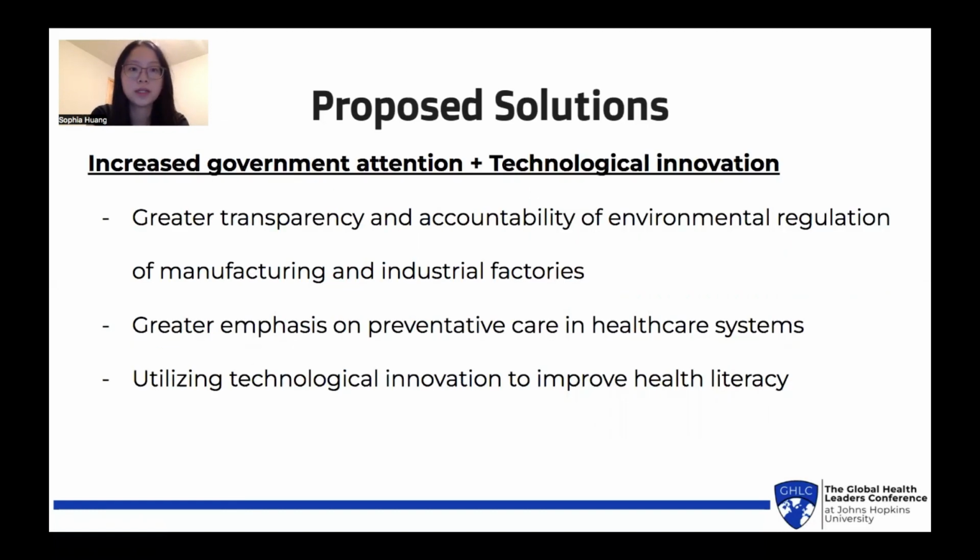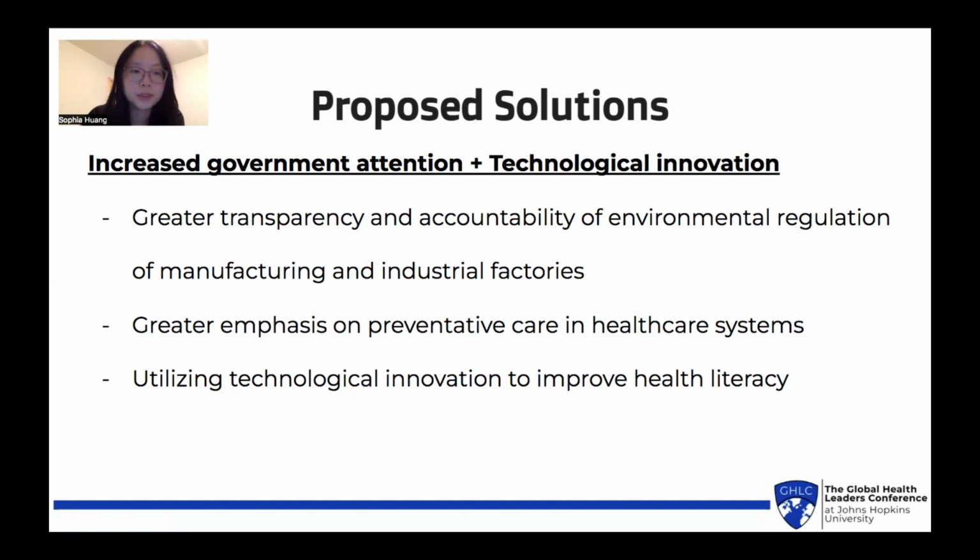So I believe that increased government attention in technological innovation could pose as solutions to cancer villages in China and cancer clusters across the world. So first, I believe that there should be greater transparency and accountability from the federal government to environmentally regulate manufacturing and industrial factories.